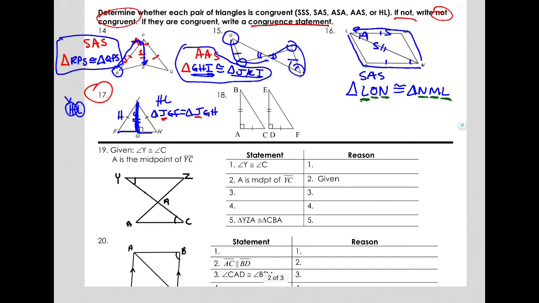Alright, last one. Well, this one should be very obvious, but some of you guys are still thinking, oh, I see a right angle, it must be hypotenuse leg. No, not all the time. So if the side across from the right angle is not marked, you do not have hypotenuse leg, because that's the hypotenuse and it's not marked. So you do not have HL. So then you look at, what other ones do I have?